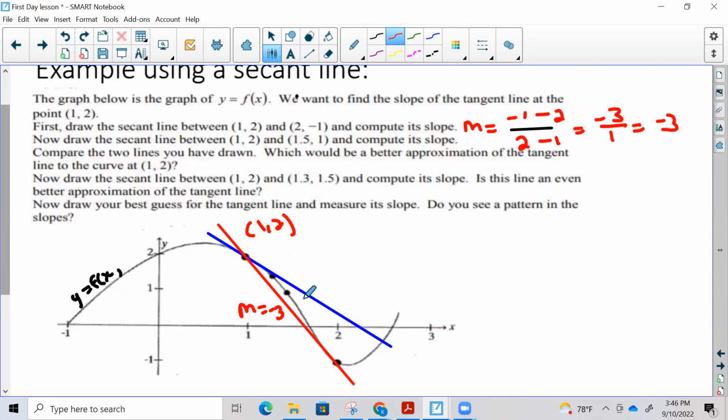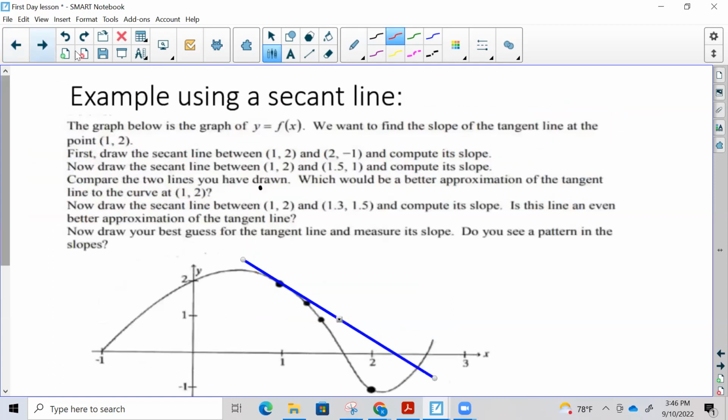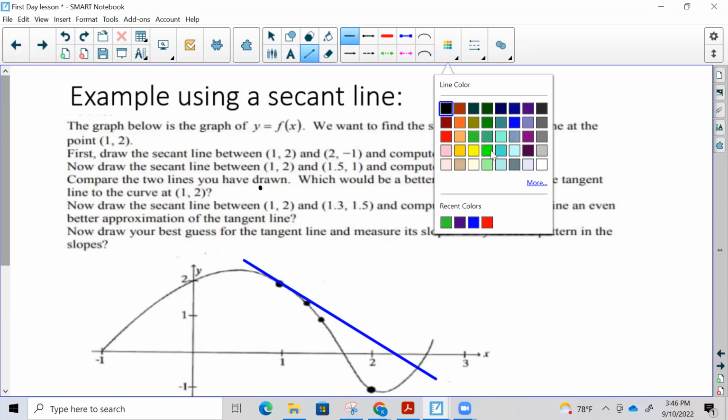Then what we're going to do is pick a point that's closer to this (1, 2) and estimate and find that slope. I'm going to do this on the next one. So I have the same tangent line drawn, but now I'm going to draw a line between the point (1.5, 1) and (1, 2).